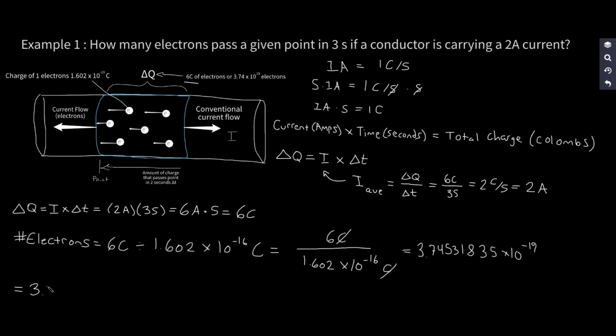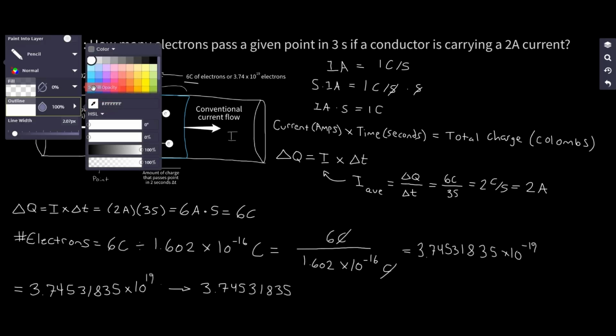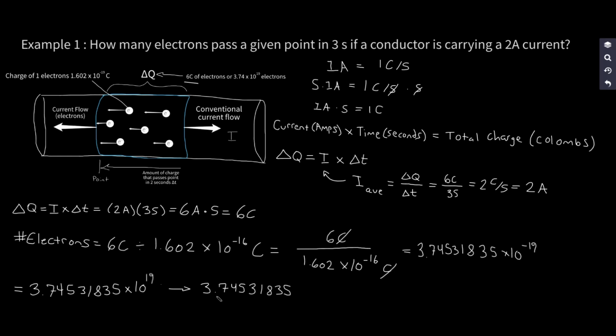I'm just gonna rewrite this. 3.74531835 times 10 to the 19th, which means I'm going to take this number and move the decimal place over 19 times to the right. 1, 2, 3, 4, 5, 6, 7, 8, 9, 10, 11, 12, 13, 14, 15, 16, 17, 18, 19. So there'll be zeros filling in after the digits.